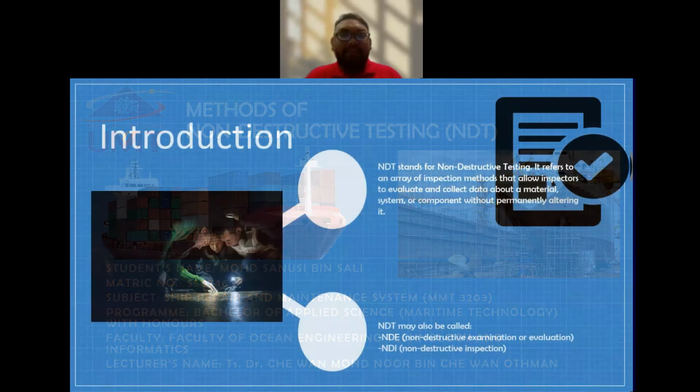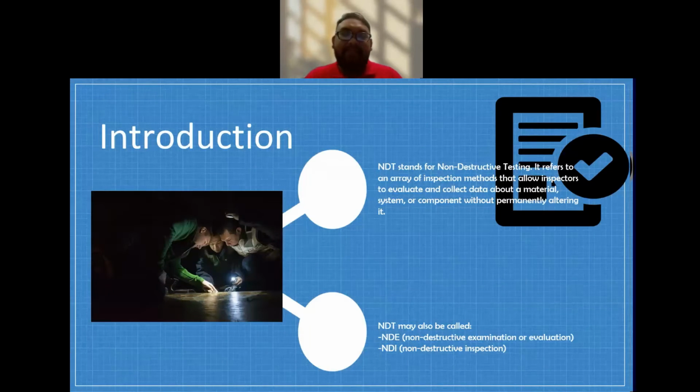First of all, I would like to introduce to you what is NDT. NDT stands for Non-Destructive Testing. It refers to an array of inspection methods that allow inspectors to evaluate and collect data about a material, system, or a component without permanently altering it. NDT may be called NDE, which is Non-Destructive Examination or Evaluation, and NDI, which is Non-Destructive Inspection.